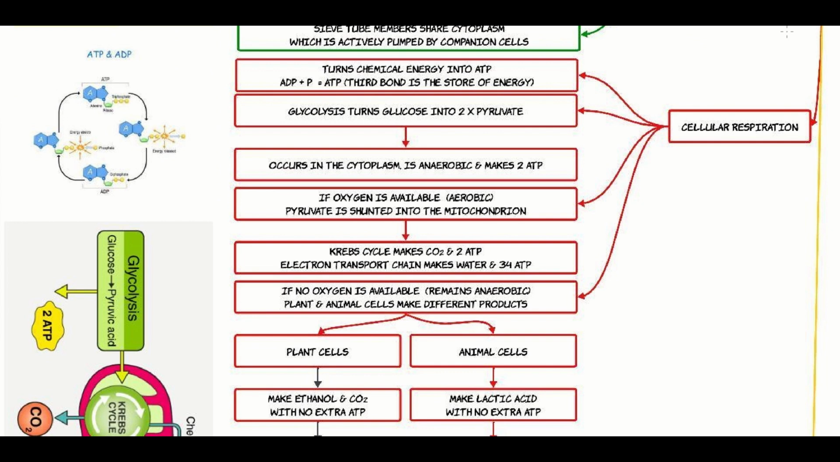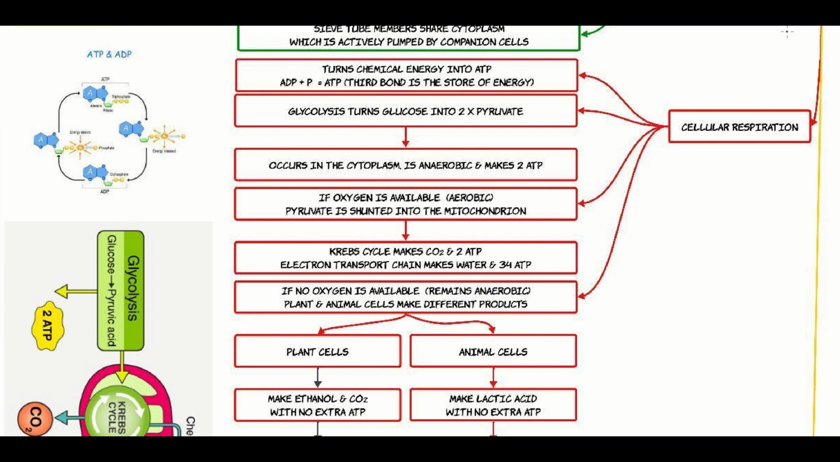Then we've got another big metabolic process, cellular respiration. Cellular respiration turns chemical energy into ATP. Adenosine diphosphate is added with another phosphate to make ATP, or adenosine triphosphate. The last phosphate bond is the store of energy.